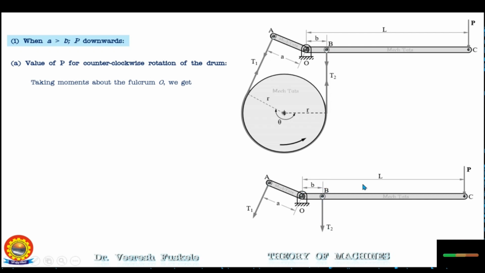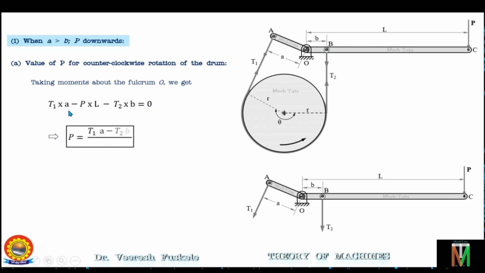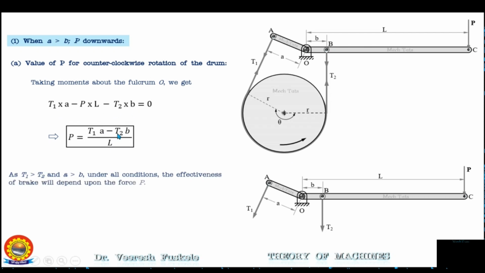So we can write the moment equation as follows: T1 into A, that is the positive moment, minus P into L and minus T2 into B will be equal to 0. From here we can get the equation of P as P is equal to (T1A minus T2B) divided by L. Now, as T1 is greater than T2, also A is greater than B, then this product of T1 into A will always be greater than T2 into B. So this P will always be positive.